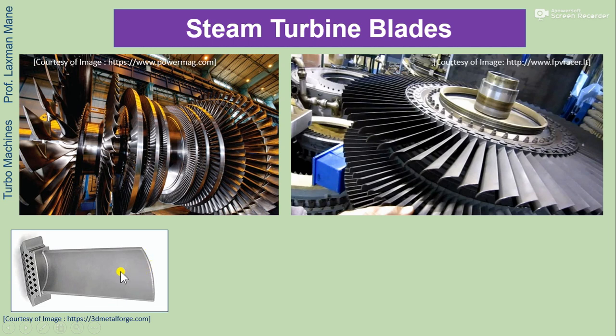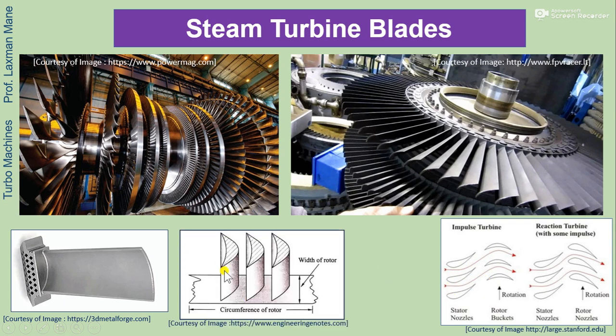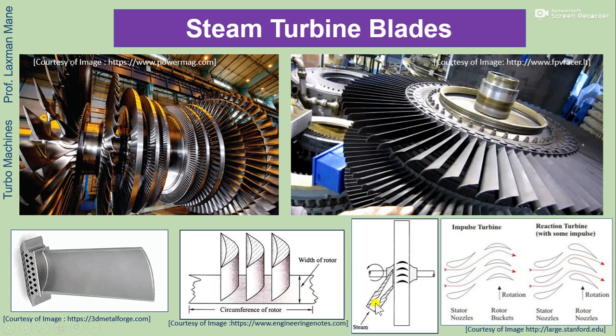This is a single blade which shows us the aerofoil shape of the blade. In impulse turbine, here you can see nozzles which are normally fixed blades, that's why it is also called stator, and rotor blades which are moving blades. In impulse turbine, steam is passing between the passage over here. These are the blades of rotor. Here we can see steam flow to the moving blade.